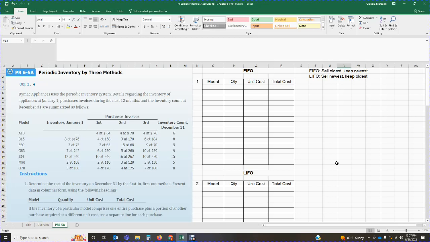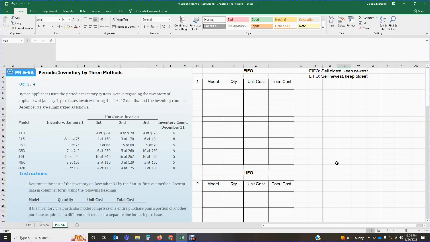Okay, and then we are provided with 7 different model numbers. So we have part numbers or model numbers of appliances. I guess they're model numbers of the different appliances that we're selling. Then we've got the beginning inventory. We had 3 purchases during the year. And then we have our ending inventory amount. Okay, so our ending inventory is as of December 31st. That is how many units of that particular model we have in stock.